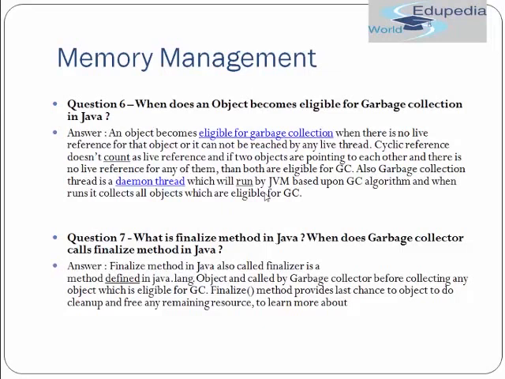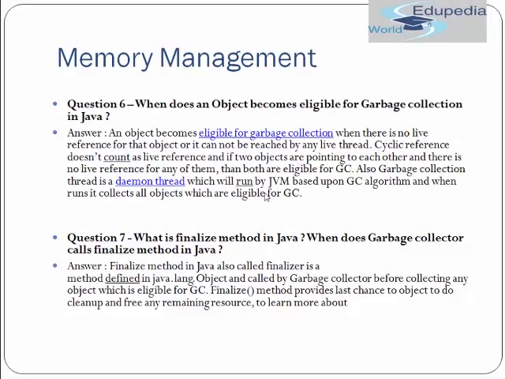So that means there should not be any live reference to the object, or that object cannot be reached by any live thread. And if there is a cyclic reference, we do not count it as a live reference. If two objects are pointing to each other and there is no live reference for any one of them, then both are actually eligible for garbage collection.